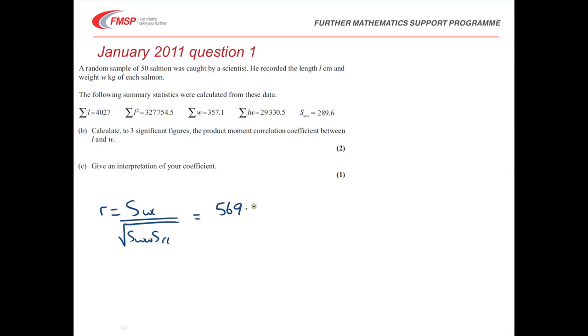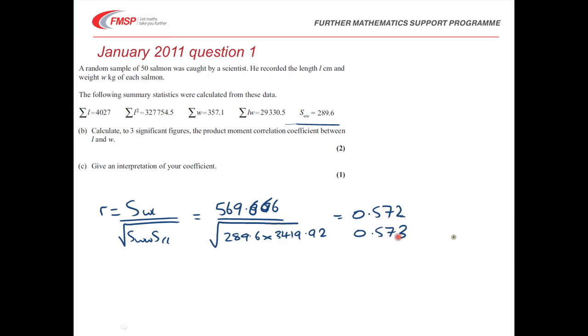So 569.666 divided by the square root of SWW, which is given, 289.6 times by 3419.92. Okay, and that's going to give me 0.572. And depending on how you round it, and if you've been rounding values throughout, we would also accept in this question 0.573. So the interpretation, again, is trying to link it to the question.